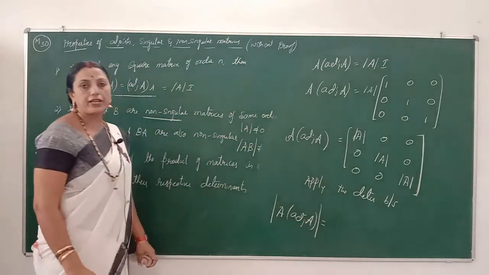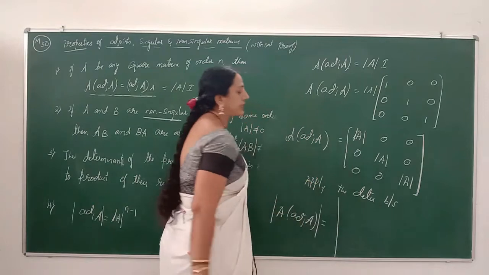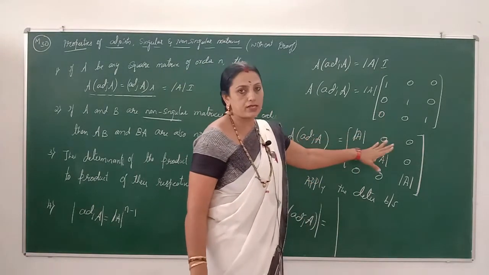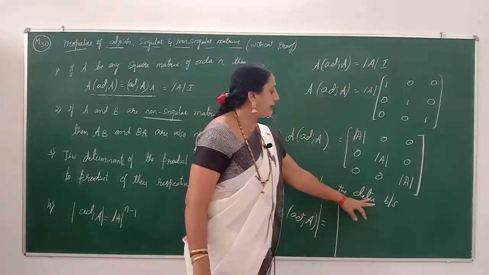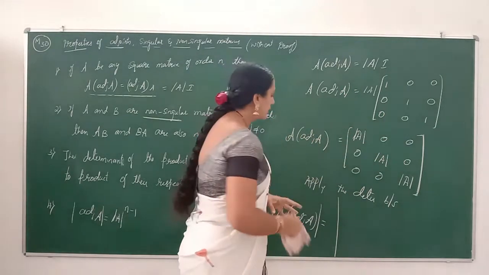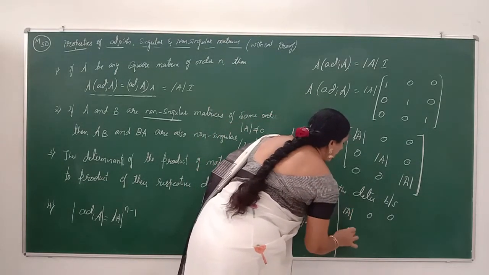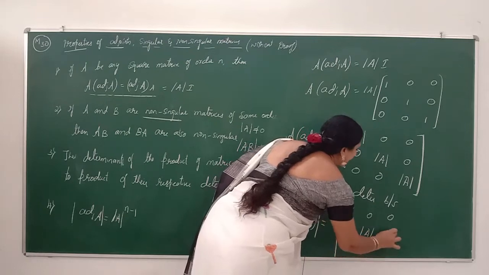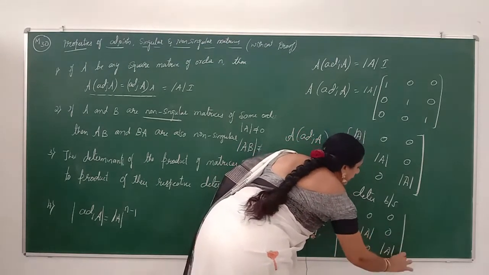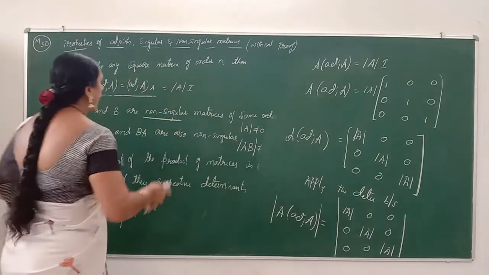Determinant of A into adjoint of A is equal to, again we will represent it as a determinant. In these cases the elements are matrices, but after applying the determinant, these elements are enclosed in the modulus lines. So determinant of A 0 0, 0 determinant of A 0, 0 0 determinant of A. Then we will simplify both the LHS and the RHS.